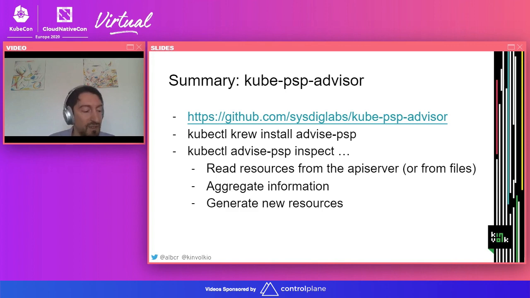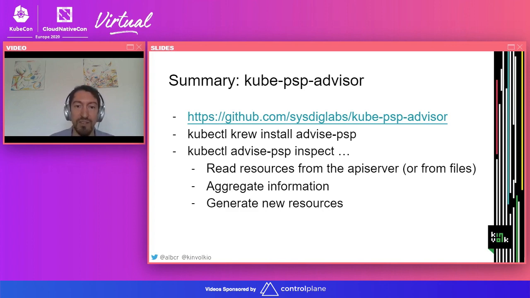This is an open source project created by Sysdig. It's available at Sysdig Labs. To install it, you can use this kubectl krew command. That's the way you install most kubectl plugins. And from now on, you can use this command: kubectl advise psp inspect.